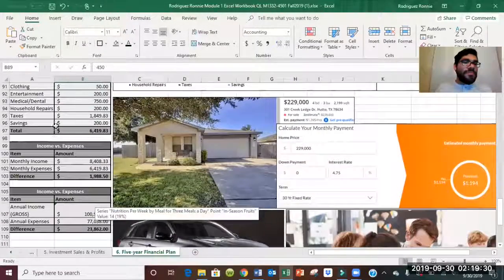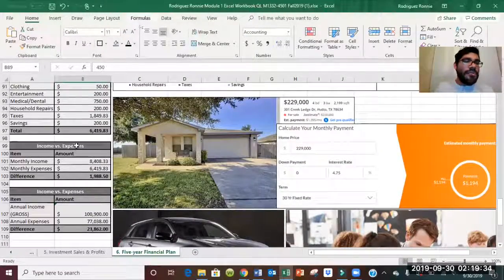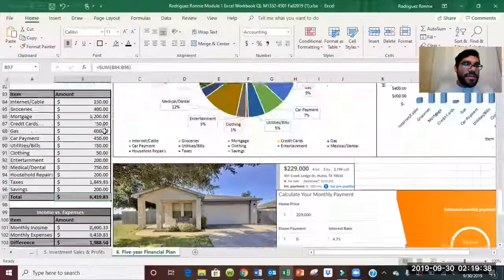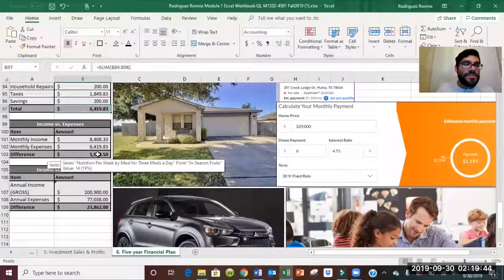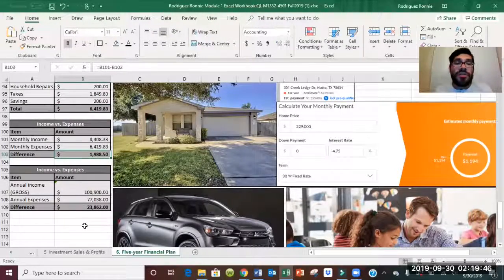And then I was able to come up using the annual income. I divided that by 12 to get the monthly income. Monthly expenses were calculated adding all this up here. And you can see the formulas there and the difference. So this is going to be what I have left over every month, roughly. And then income versus expenses. So annual income versus annual expenses. I took this number and multiplied it by 12, and I got this number here.